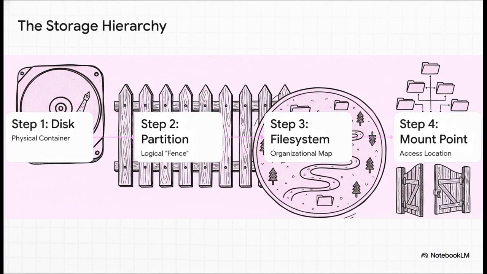The physical disk, that's the container. The partition is that fence we just talked about, walling off a section of the container. The file system, and this is the key step we're talking about today, is the organizational map that you lay down inside that fence. It creates the rules, the structure for directories and files, and finally, the mount point is like the gate you connect to your main directory tree so you can actually get in and use that space.